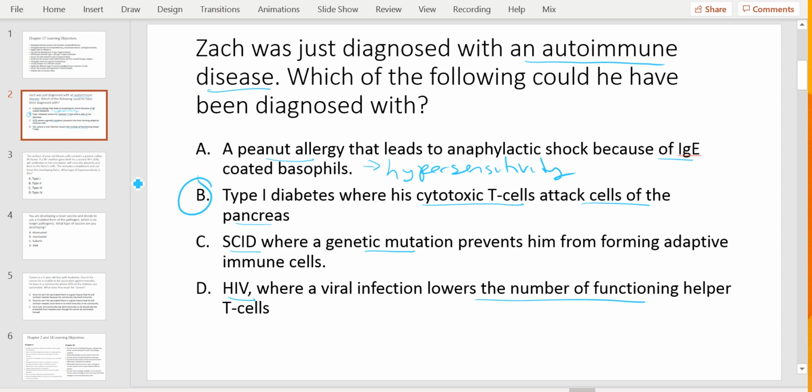And then C and D are both immunodeficiencies, where there's some sort of problem with the way the immune system can function and develop. But C is what we call a primary immunodeficiency because it was there from birth. There was a genetic mutation they were born with. And D would be an acquired or a secondary immunodeficiency because this is something they developed later in life, in this case because of an HIV infection.